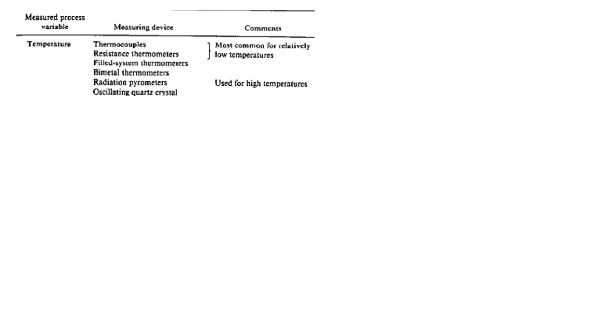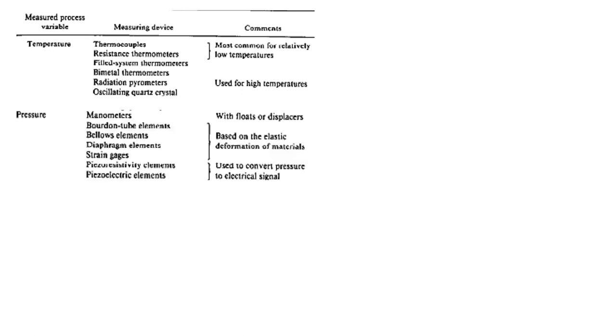Now moving further, there are certain measuring devices which can be used for different variables. For example, for temperature, thermocouples can be used. There can be thermometers, and there can be filled system thermometers. Filled system thermometers can be your mercury thermometer or some alcohol thermometers. Then we have radiation pyrometers and oscillating quartz crystal thermometers, which are used for high temperature measurement.